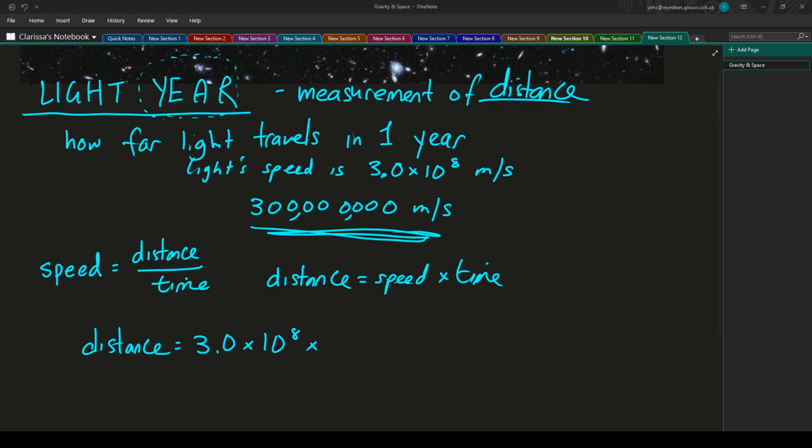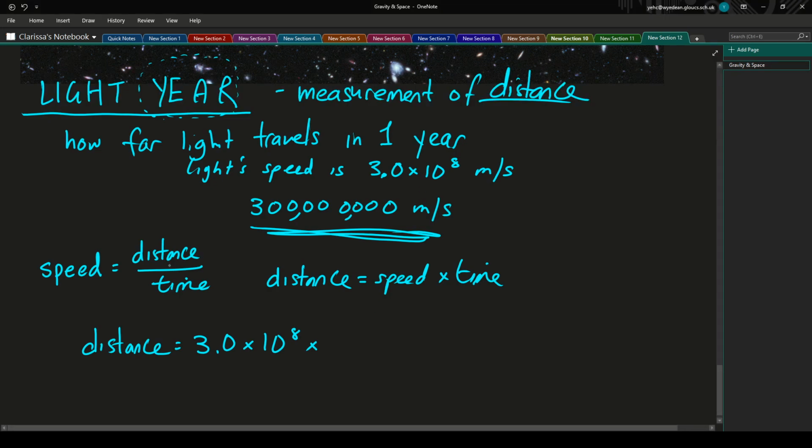There's 60 seconds in a minute, 60 minutes in an hour, 24 hours in a day, 365 days in a year. So that's around 31,536,000. I'm not going to take into account leap years, rounded. And then we times those two together.